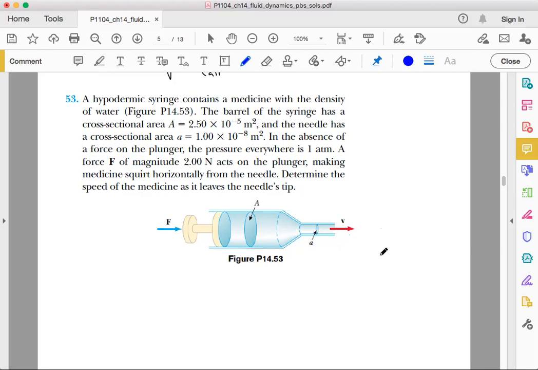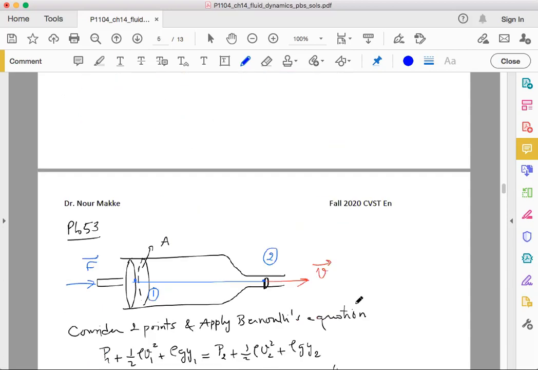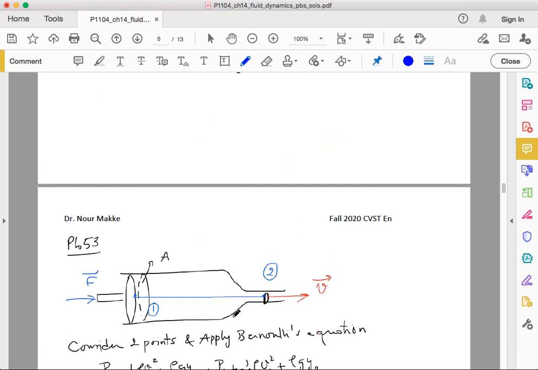So again, here we are in the same situation where we need to determine the speed of the fluid, given that you have applied some external force on the plunger. So let's take 2 points. Let's consider this picture in here. We need to determine the speed at this point. So let's take this point to be the second point where we want to apply Bernoulli's equation.